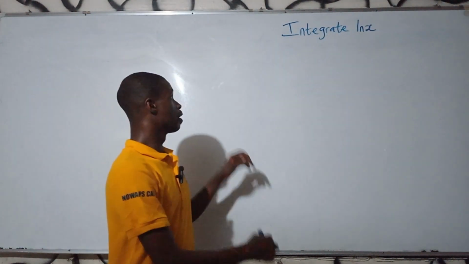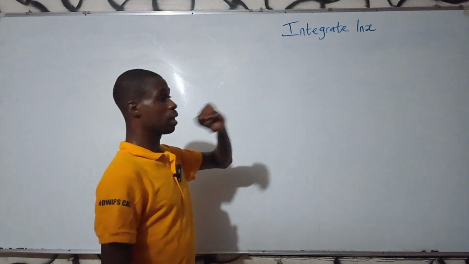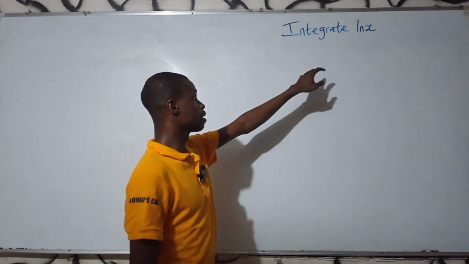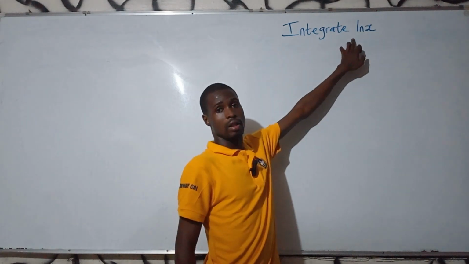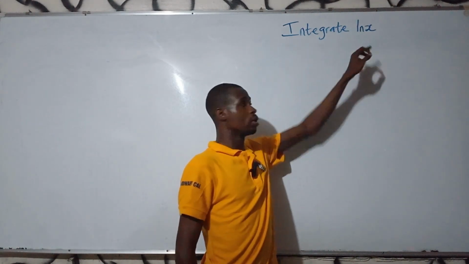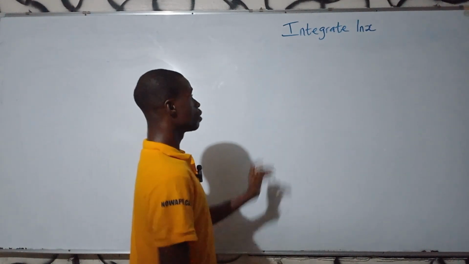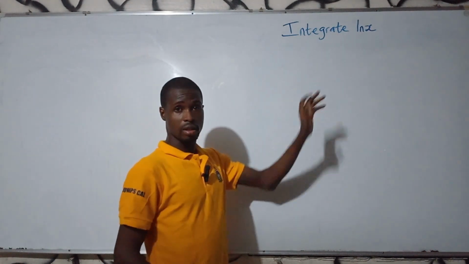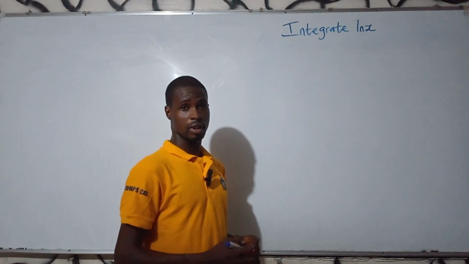So today I'll be solving this integral calculus question. So now it says what? Integrate ln x. Do you get that now? So now if you want to integrate this, looking at it is kind of difficult, isn't it?